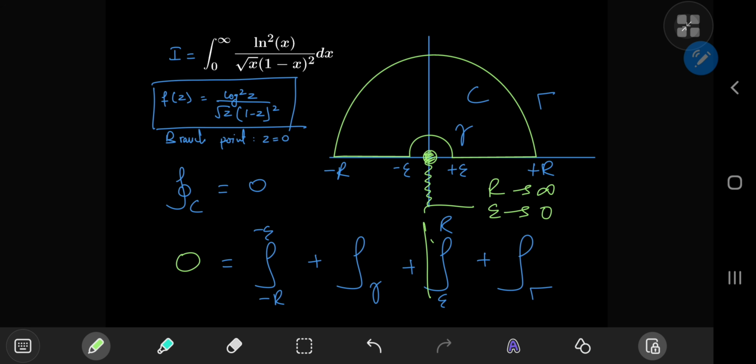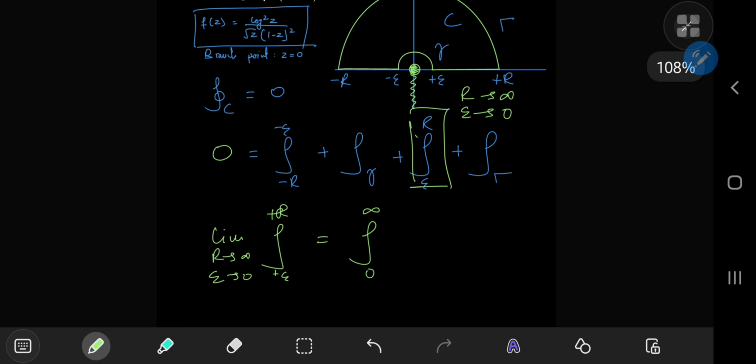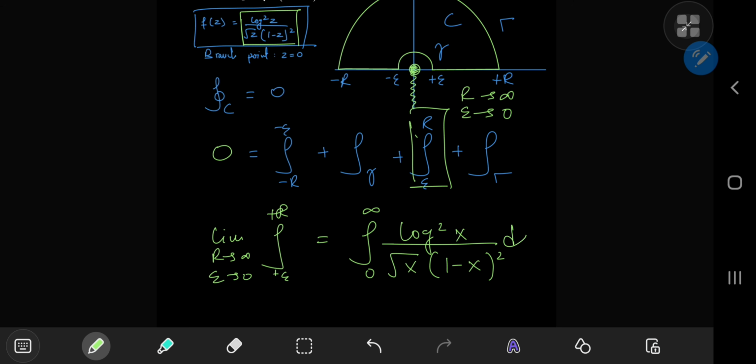Well, let's first take note of this integral, the one along the positive real axis. In the limit as r tends to infinity and epsilon tends to 0, this integral equals the integral from 0 to infinity of exactly our function with the z's being replaced by x's because we're moving along the real axis. So we have the squared logarithm of x divided by square root x times 1 minus x squared dx, which is in fact our target integral I. So let's just replace all of this by I.